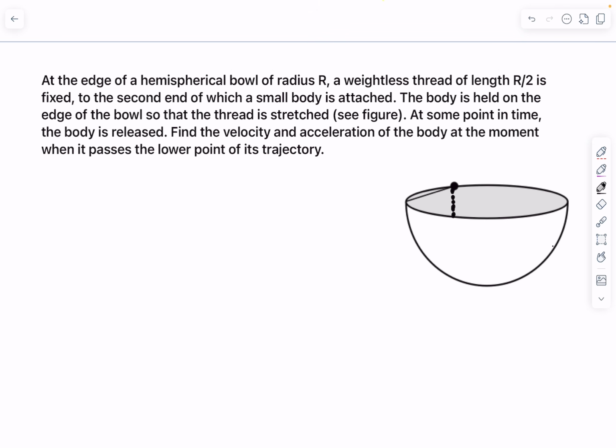The ball will move in a trajectory something like this, right? When it reaches the bottommost point, we have to find its speed and its acceleration. So that's the question. Give this problem a try, guys, then check out the solution.